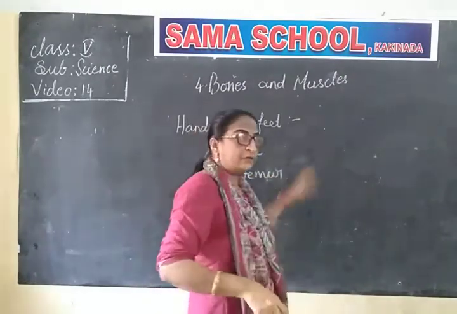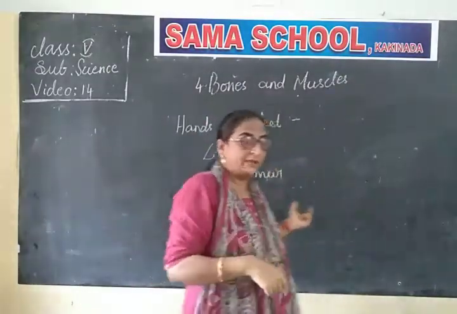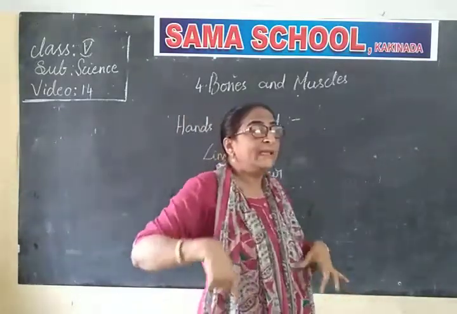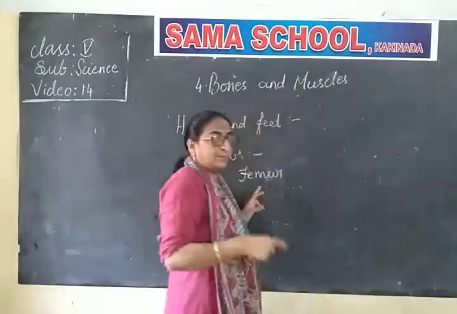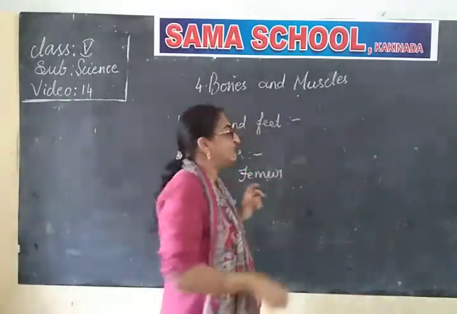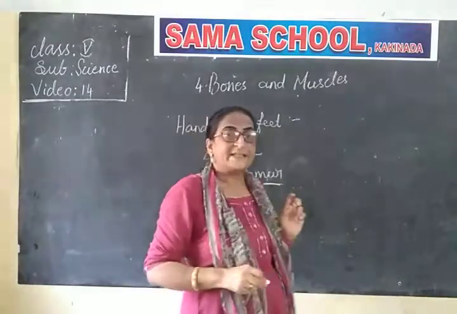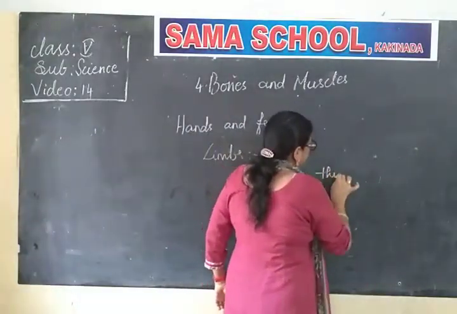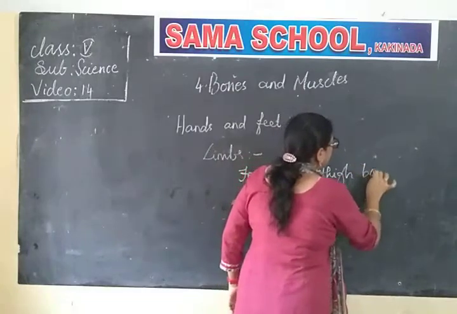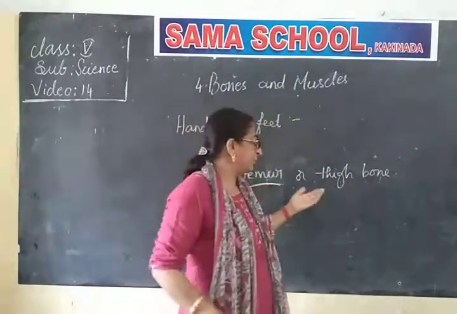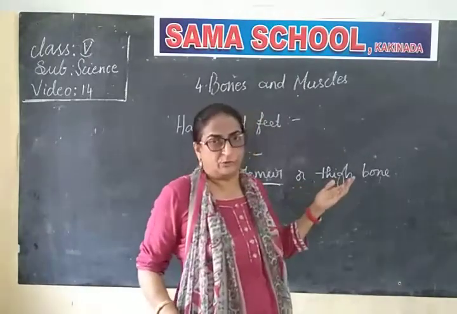So again, we have learned about the hand. Now we are learning about the leg. Leg means upper leg and lower leg. In the upper leg, there is one bone, the longest bone in our body, called the femur. It is also called the thigh bone.